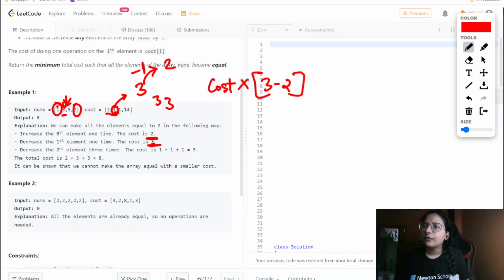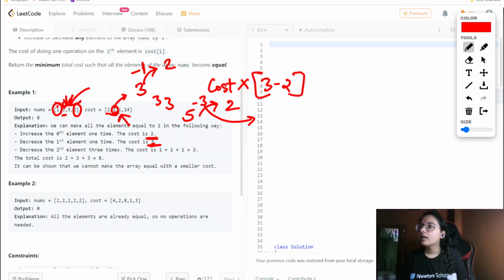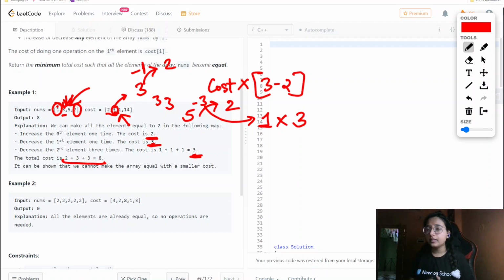And now comes the part for this 5. So this 5 is occurring just one time, right? And for 5 to become 2, we require minus 3, right? So that's why cost for this particular 5 is 1 multiplied by 3. So that's why it is becoming 3. And that's how we got our answer. So this is the thing which we have explained in this example. Now comes the next step, that exactly how they use this example.